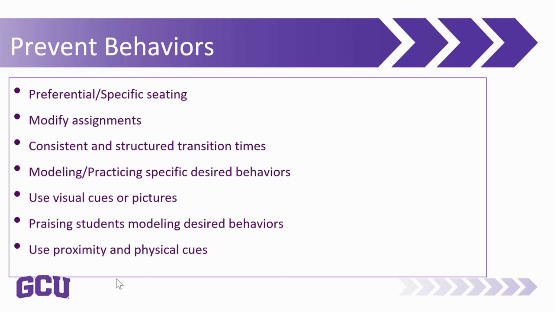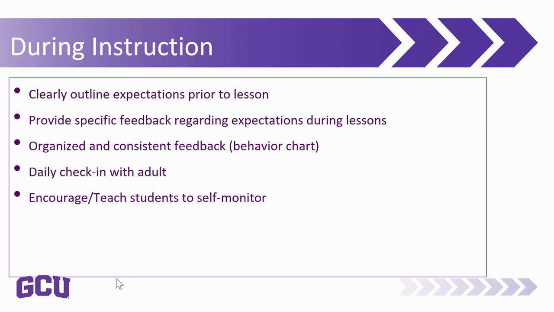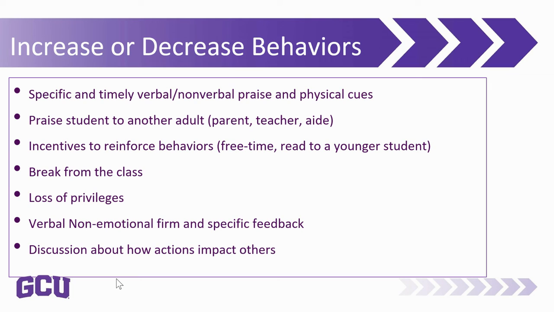Think about preventing behaviors, and you can see some similarities between preventing behaviors and behaviors during instruction. Consistent interventions: if your goal is to increase or decrease behaviors, you might give specific and timely verbal or nonverbal praise and physical cues. You might praise the student to another adult, to a parent, a teacher, or an aide, possibly doing so where the student could overhear you. Maybe asking that teacher or aide to approach the student and let them know that you are going on and on about their great behaviors.